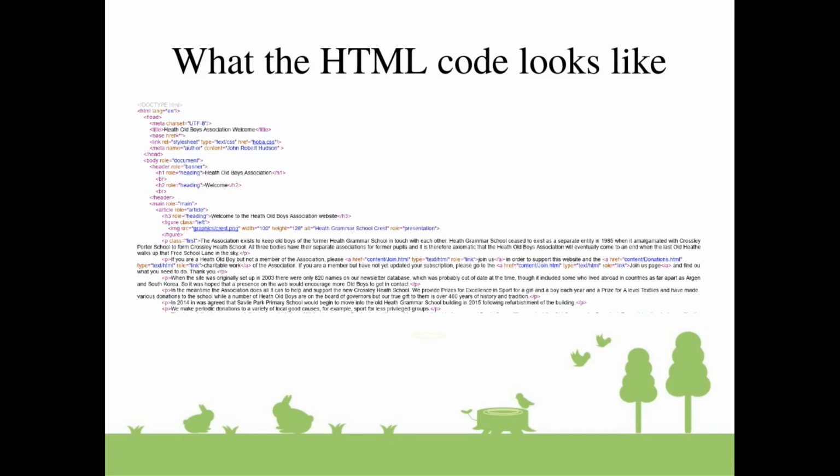Near the start of the article is the school crest, which has the ARIA attribute role equals presentation. This tells screen readers that the image is not referenced in the main content, but is merely there for decoration.